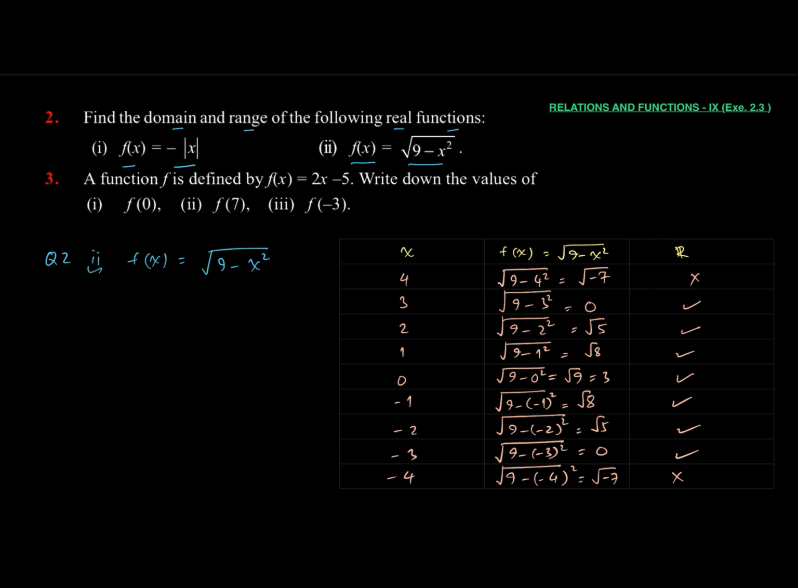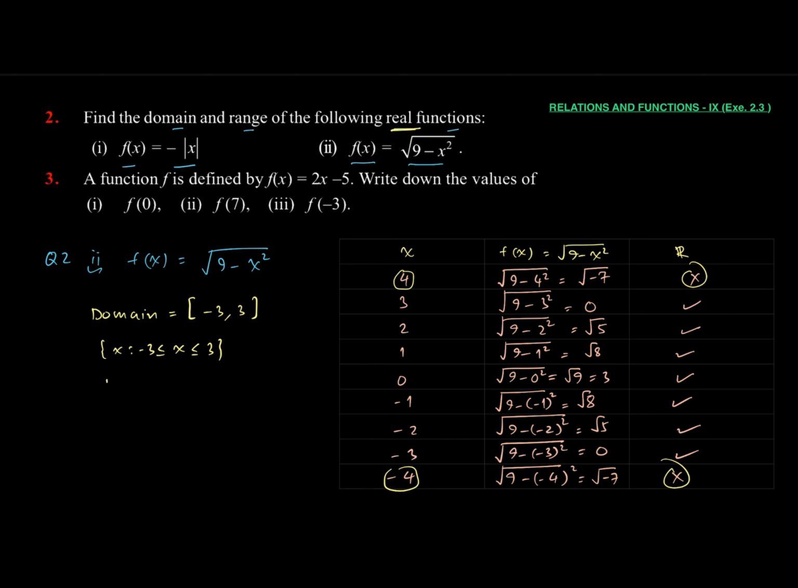So from this table, we conclude that the domain of the function will be... Here you can see that we cannot plug in the values of x as 4 and negative 4 because their output is not a real number, as these functions are real functions. So our domain in this case will be all real numbers between -3 and 3 with these two values included. In the form of an interval, this domain can also be written as x such that x is greater than or equal to -3 but less than or equal to 3.